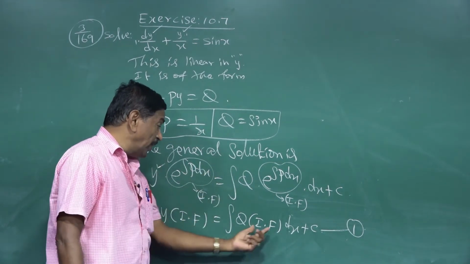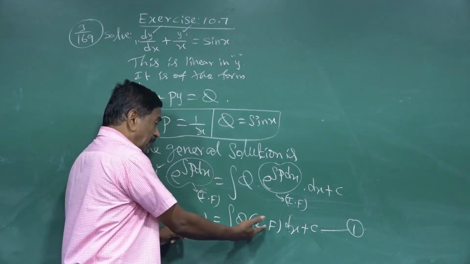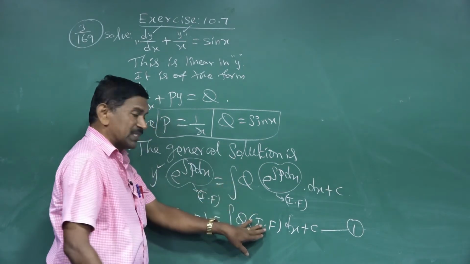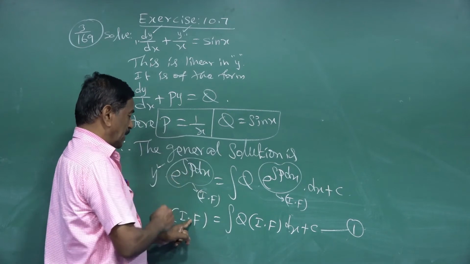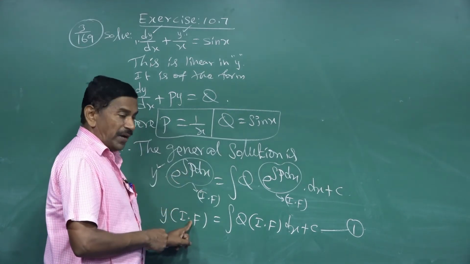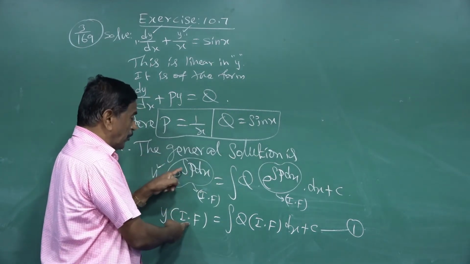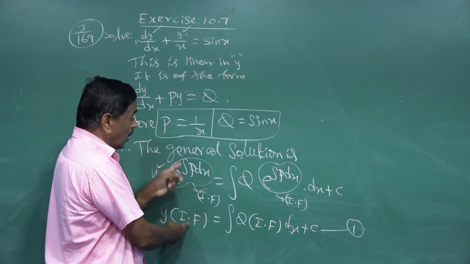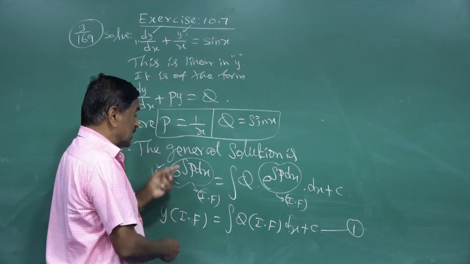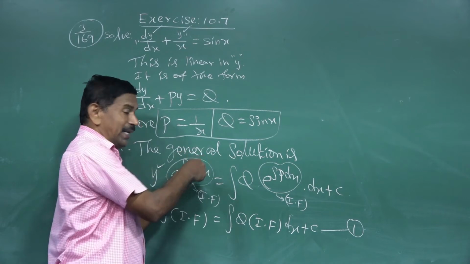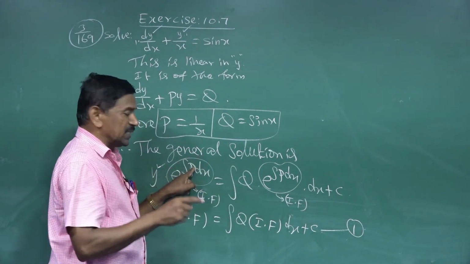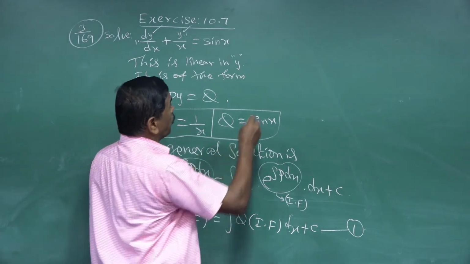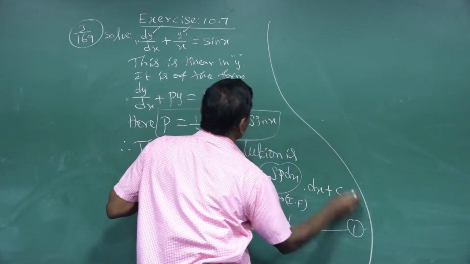Now I want to find the integrating factor. Find the integrating factor and substitute in the first equation, and we will get the answer, where the integrating factor is equal to e power integral p dx. To find the integrating factor, it is enough to find e power integral p dx. First we want to find the small integral p dx. So that is step 1.